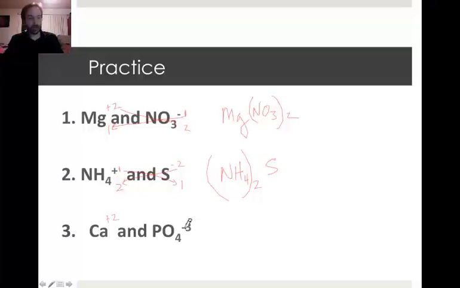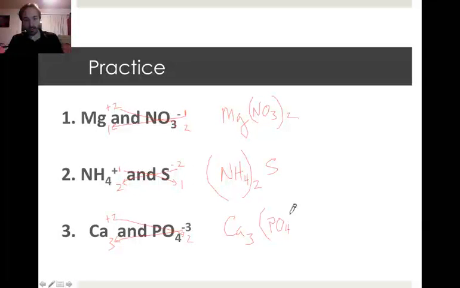Last but not least, calcium has a charge of +2. Phosphate, I've already given you the charge. It's -3. Swap and drop. So 2 goes here, 3 goes here. So my formula is calcium. I have 3 of them. Phosphates, I have more than 1, so I got to put them in parentheses and put that 2 on the outside.